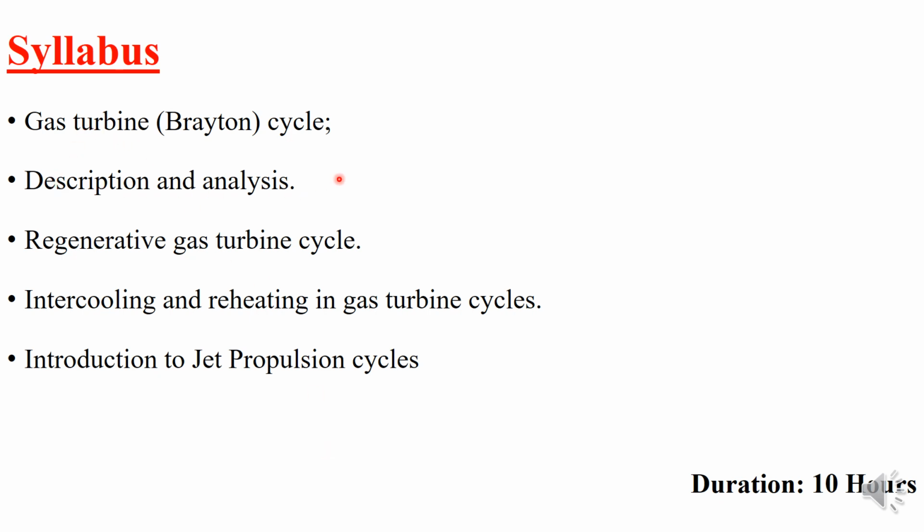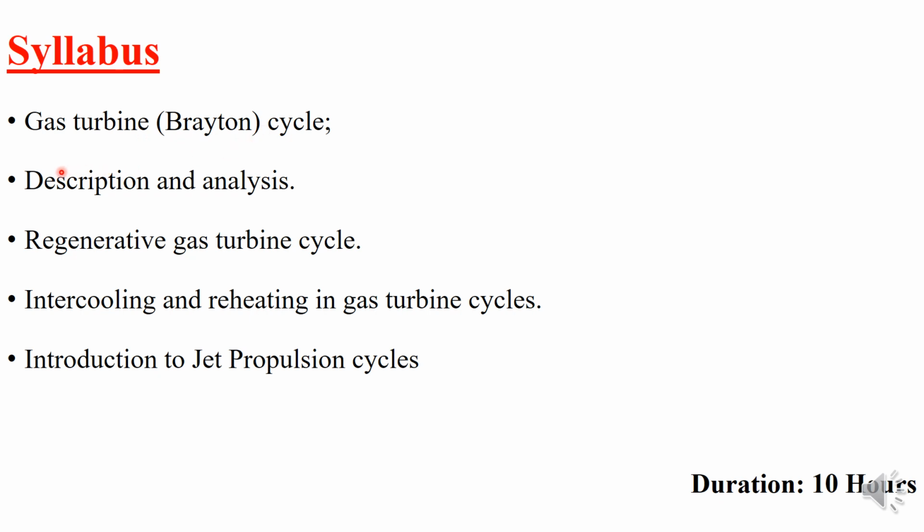So the basic gas turbine cycle is known as a Brayton cycle or Joule cycle. We will go through the description and components: where heat is added, where the power is generated, and in which process heat is rejected. We will go through the description of each part of this gas turbine cycle, that is the Brayton cycle, also named the Joule cycle.